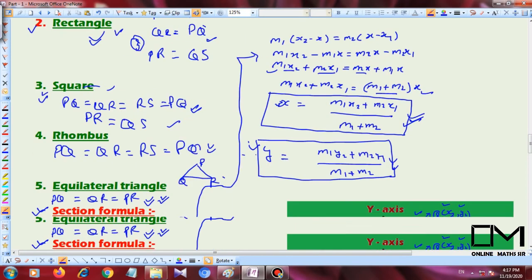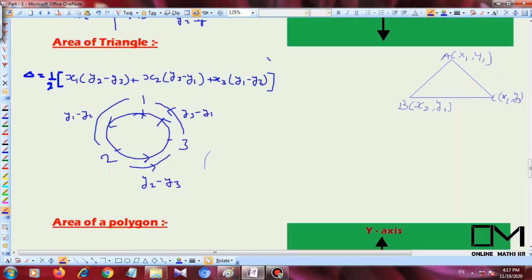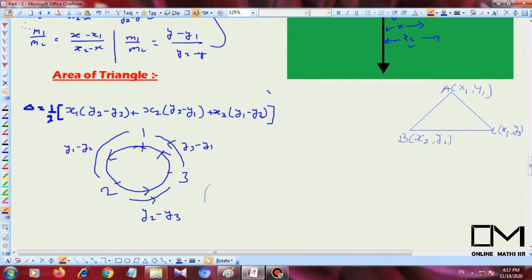Now next, here is one corollary of the section formula. Suppose the point R is the midpoint. If it is the midpoint, then the coordinates of the midpoint R (x, y) will be equal to (x1 plus x2 upon 2, y1 plus y2 upon 2). Clear?